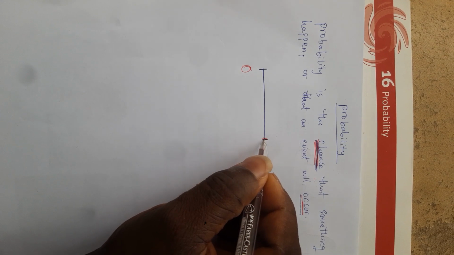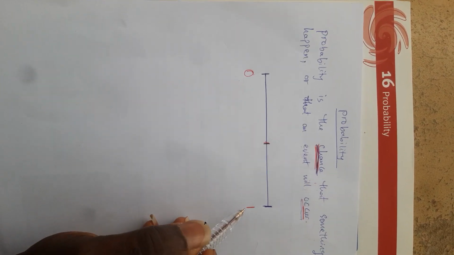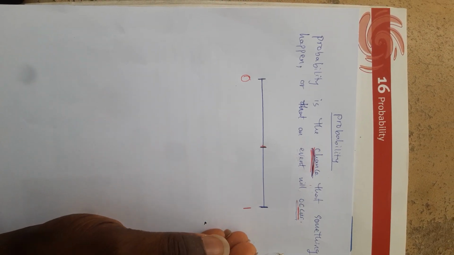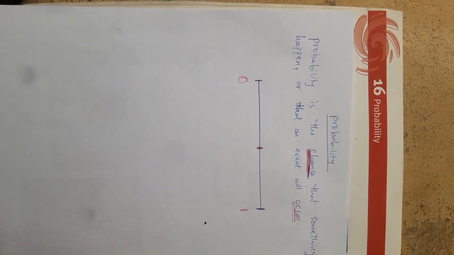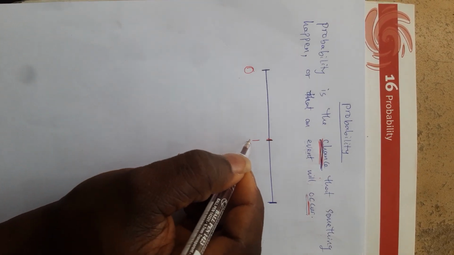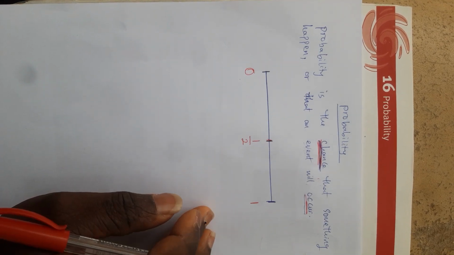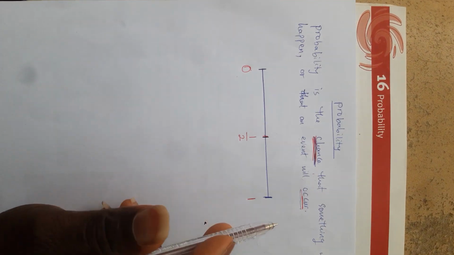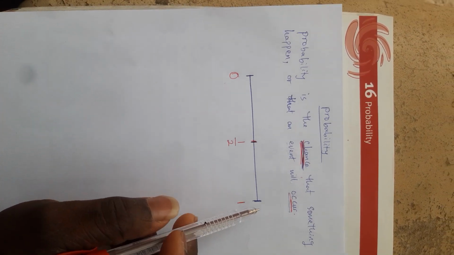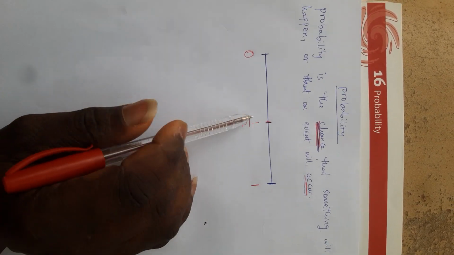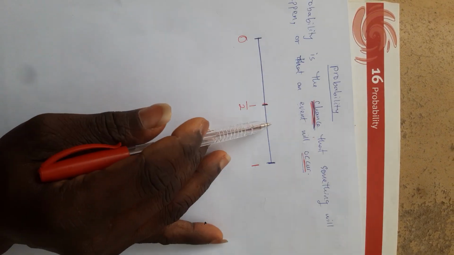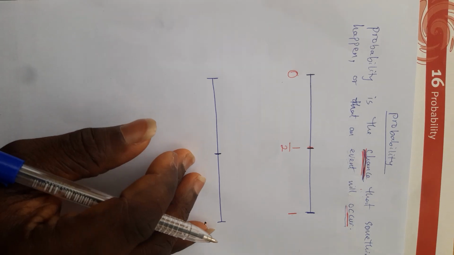Now between 0 and 1, you have a middle number, or a middle value, and the middle value is what? Half. That's 1/2. Okay, now this is a number line of 0 to 1. Now I want to use this number line to explain probability.